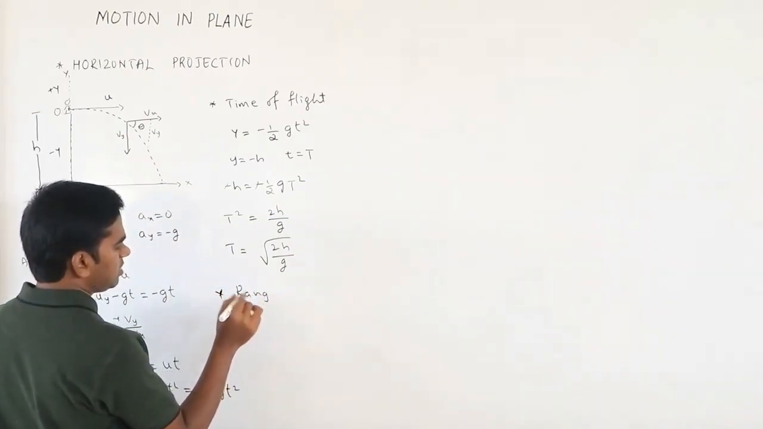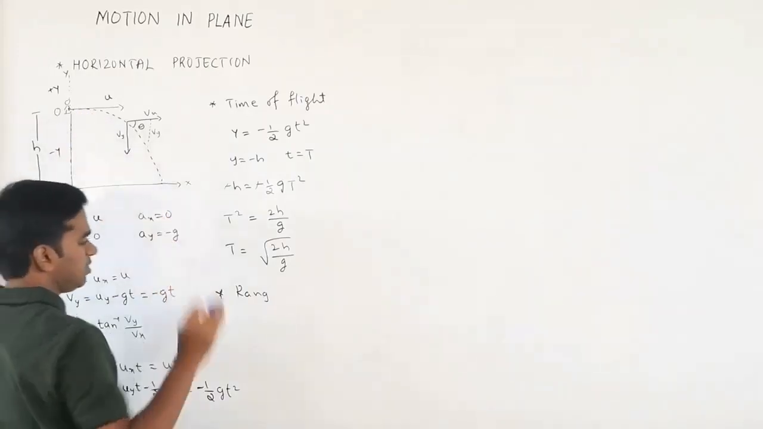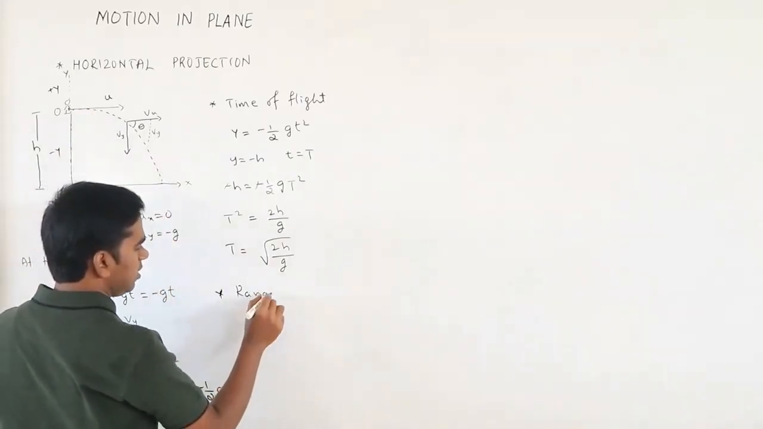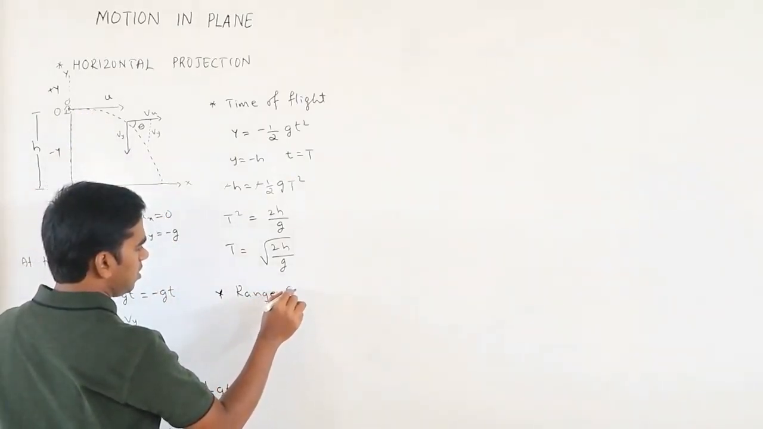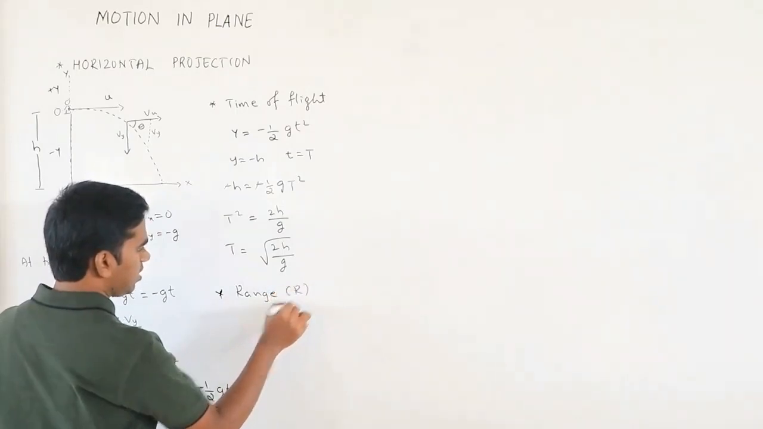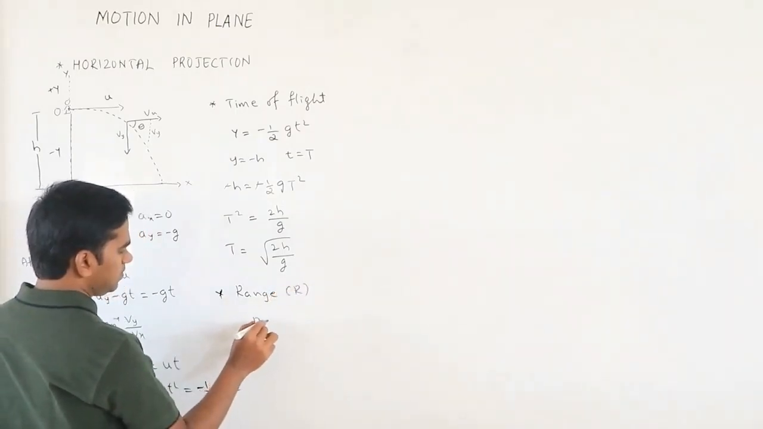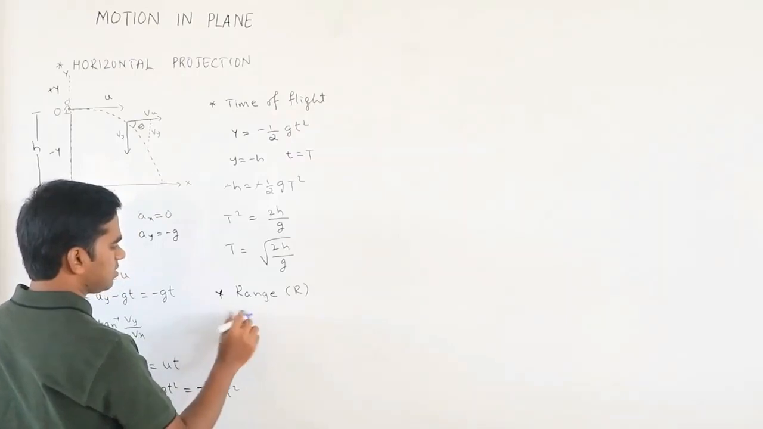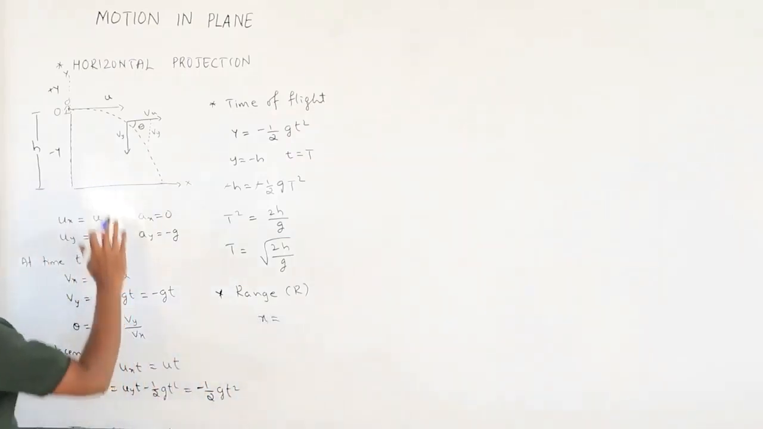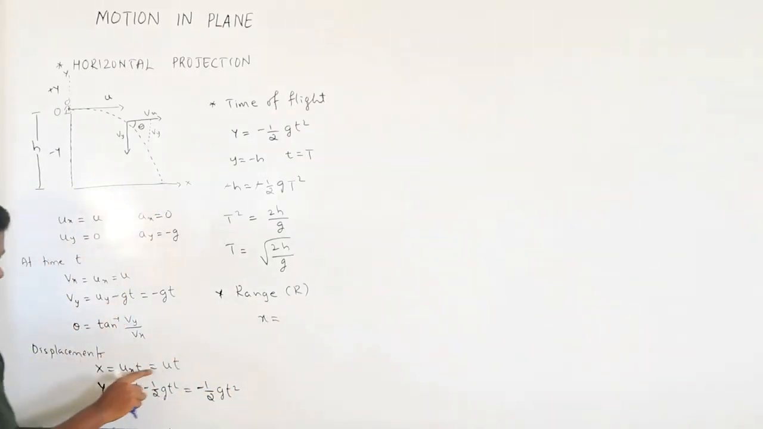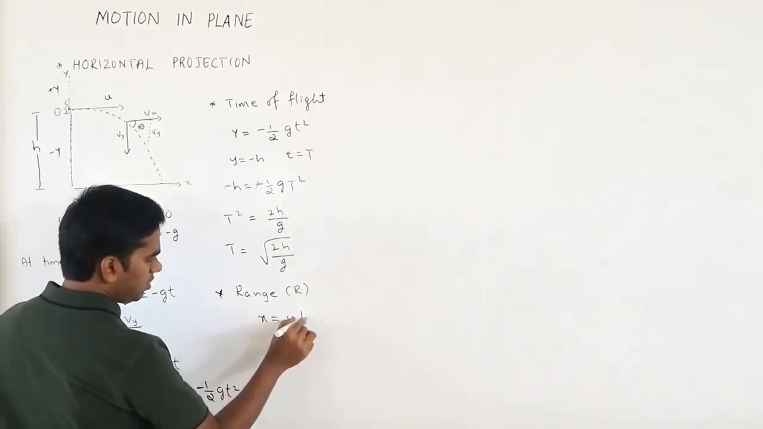Don't ask me what is the maximum height, because height is h. They have given that you are only standing at a height. So the range is the horizontal range, you can take it as r. So r is nothing but x, because horizontal means it is nothing but x. So x equals u into t.